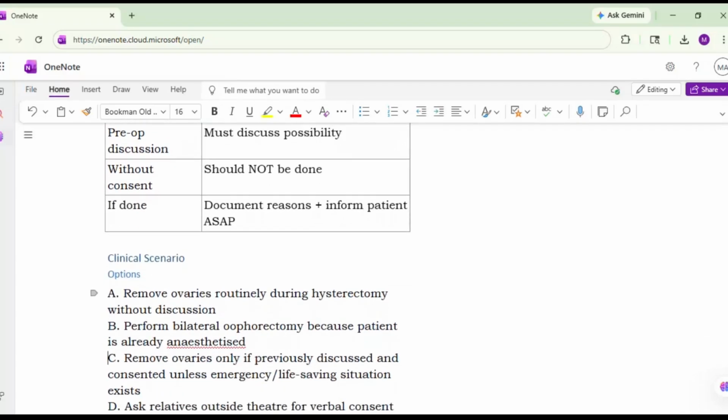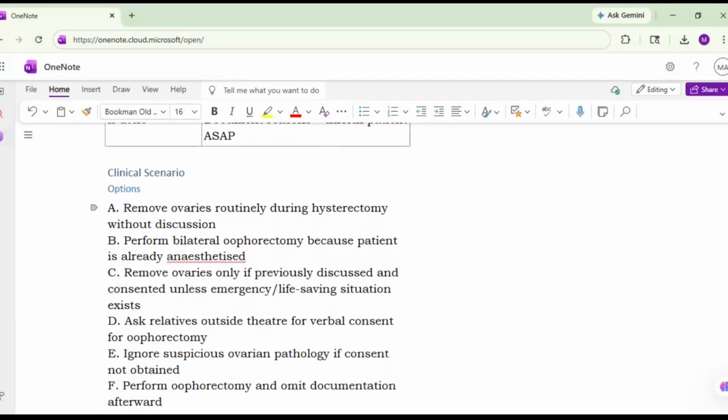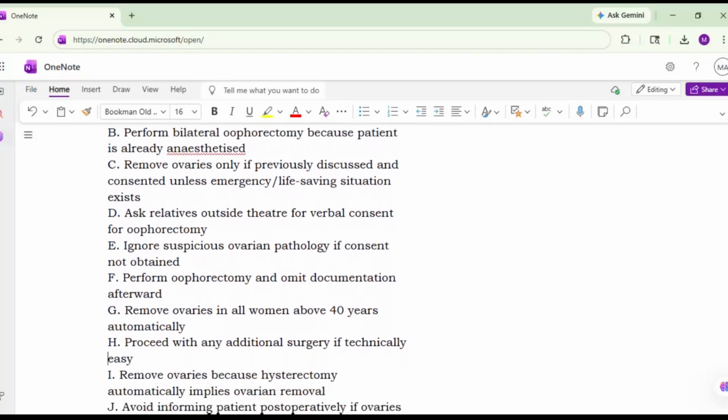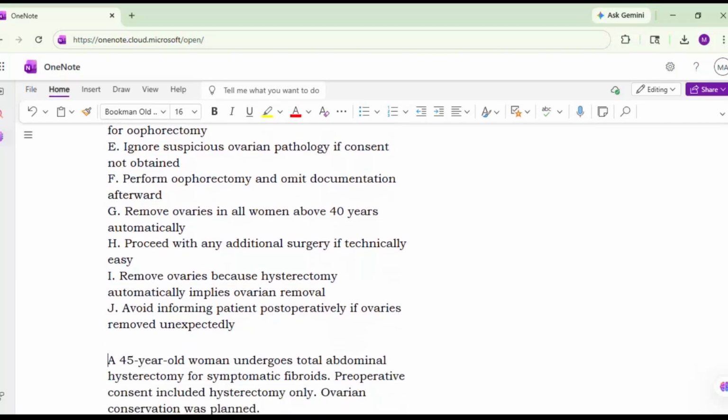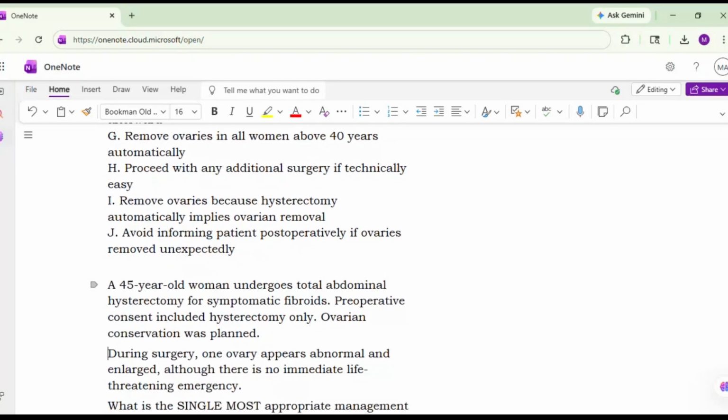We have a few SBAs pertaining to this and EMQs also. So, doctor, simultaneously, along with the theory, we have a few questions. Okay, you want to try this? EMQ is there.